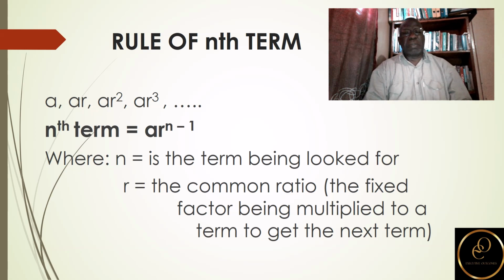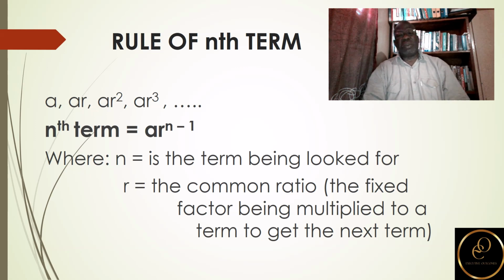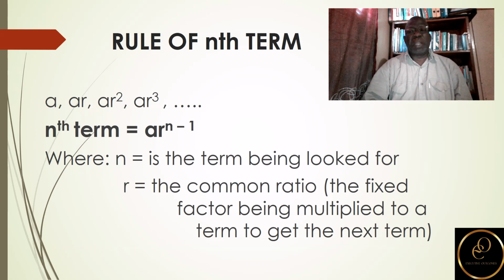So now that is simplified in this formula. Any term in a geometric progression is equal to a times the factor r raised to the power n minus 1. I've said that n is the term being looked for, where r is the common factor, which is known as the common ratio. So let's see how we play around with this particular series.